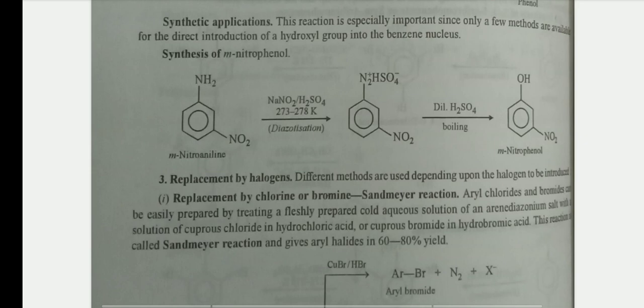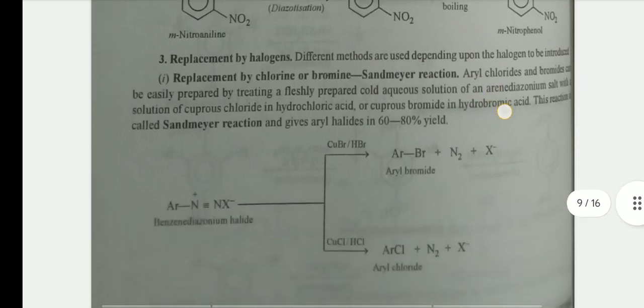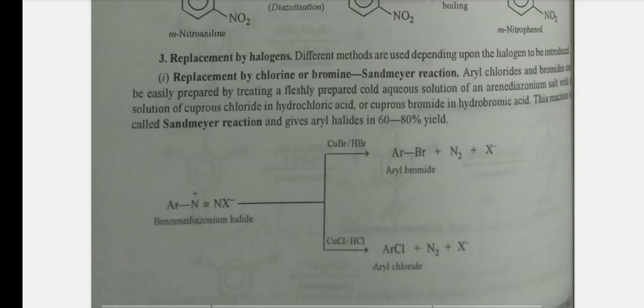group into the benzene nucleus. Synthesis of m-nitrophenol. m-Nitroaniline is treated with NaNO2, H2SO4 at the temperature 273 to 278 Kelvin. Diazotization gives the diazonium hydrogen sulfate, N2+ HSO4-, on the benzene ring with NO2. Treated with dilute H2SO4, boiling, OH gives m-nitrophenol. Replacement by halogen. Different methods are used depending upon the halogen to be introduced.